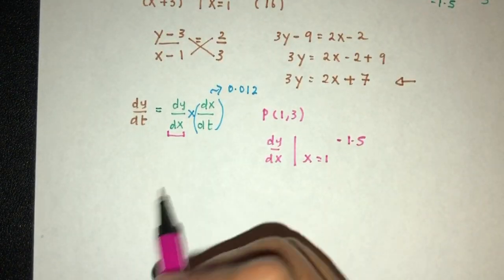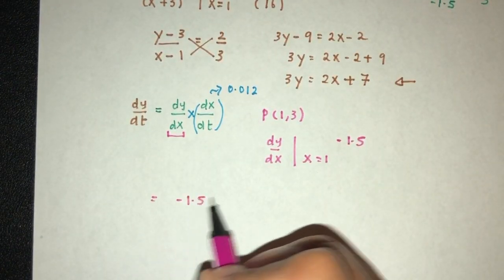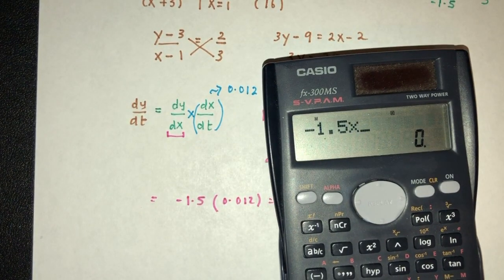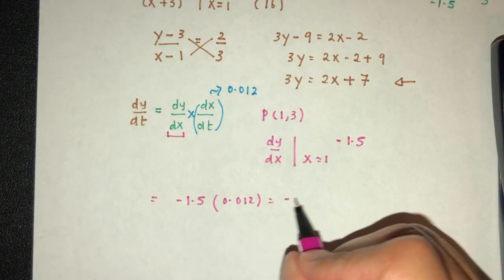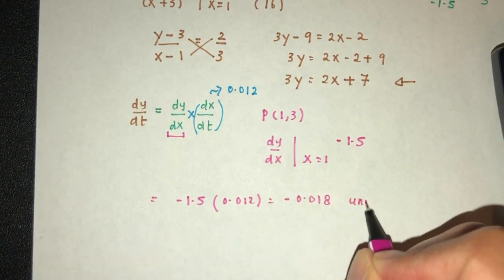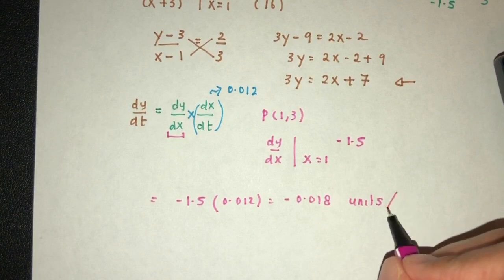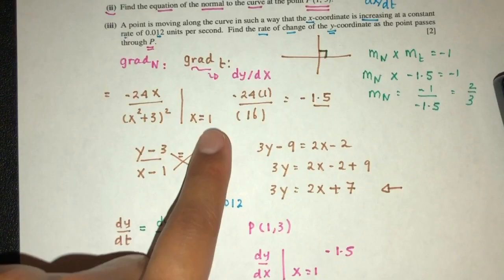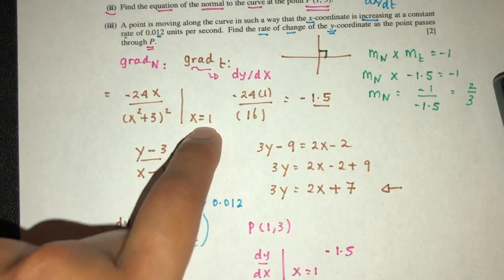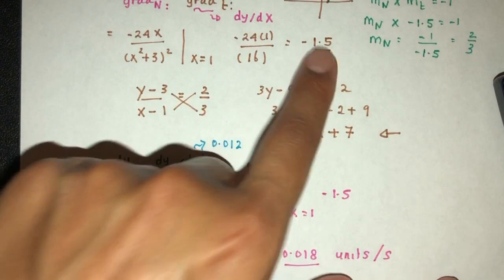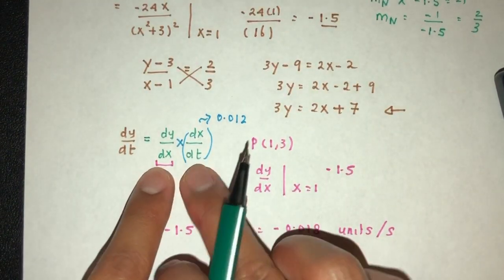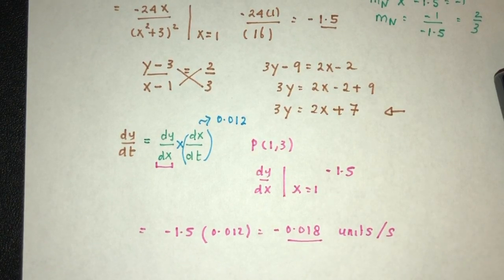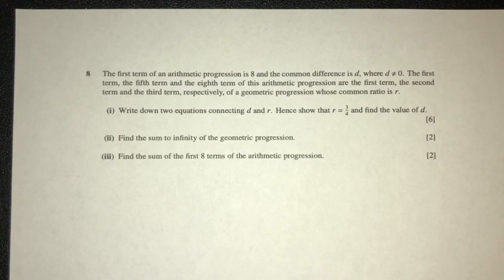So we just replace back in the main equation. That will be minus 1.5 times 0.012. Let's see what happened. That will be minus 0.018 units per second. That will be the rate of change of y. Again, as you can see, this was done already: dy by dx when x equals 1 is minus 1.5. So we know this value. We just put this back in the equation and multiply to find this answer for part 3 of your question. Now let's move on to the next question.